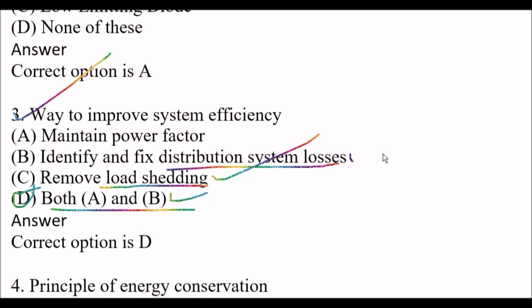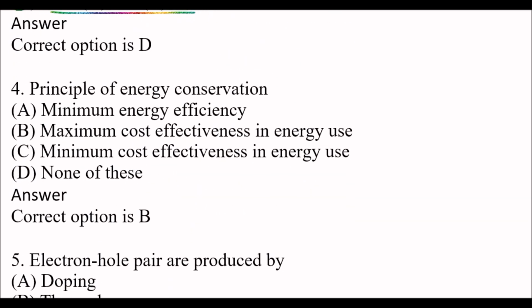Okay. Next question. Principle of energy conservation. Option A, minimum energy efficiency. Option B, maximum cost effectiveness in energy use. Option C, minimum cost effectiveness in energy use. Option D, none of these. Right answer is option B, maximum cost effectiveness in energy use. Okay, so principle of energy conservation is maximum cost effectiveness in energy use.